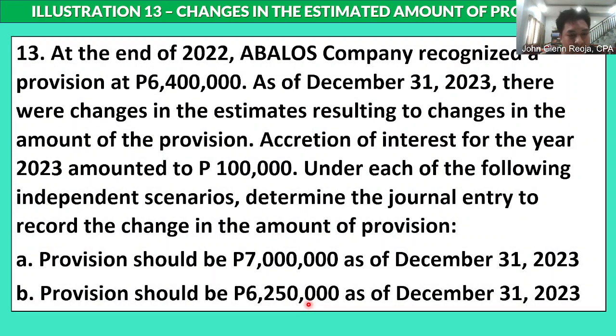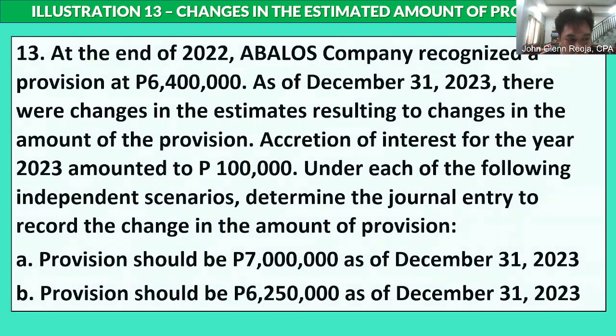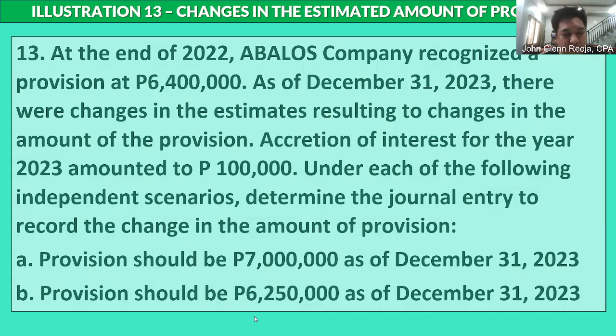So, sir, merong decrease ng liability. So, what will be our journal entry? So, 6.5 less 6,250, the difference is 250,000. So, we debit provision or estimated liability, 250,000 for scenario B, and then we credit gain on provision. Change in estimate, parang gano'n. 250,000.